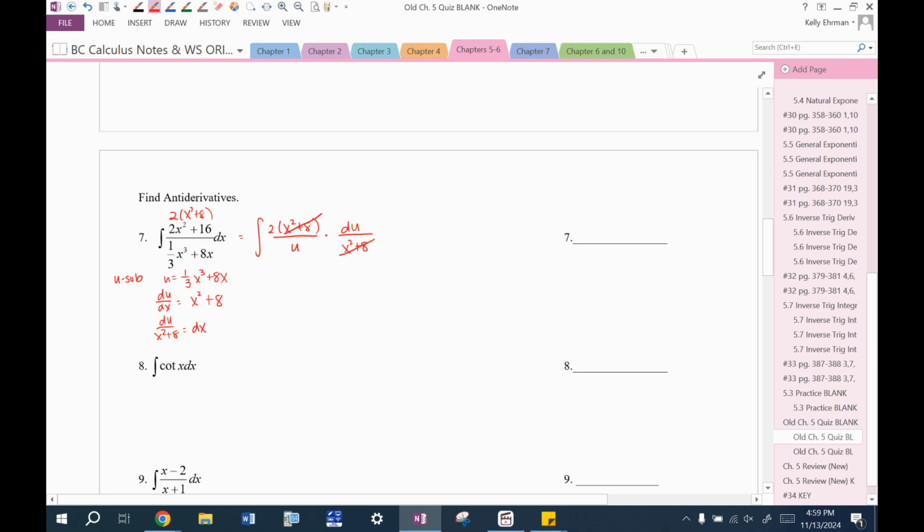So this can cancel with this. U sub works as long as all of the x's that are left over after you subbed in for u have to cancel out. So we can take this 2 that's left over outside of the integral, and then it's just 1 over u du. That's 2 times the natural log of the absolute value of u, which was 1/3 x cubed plus 8x, plus c, because this is an indefinite integral. So I will write this on the line.